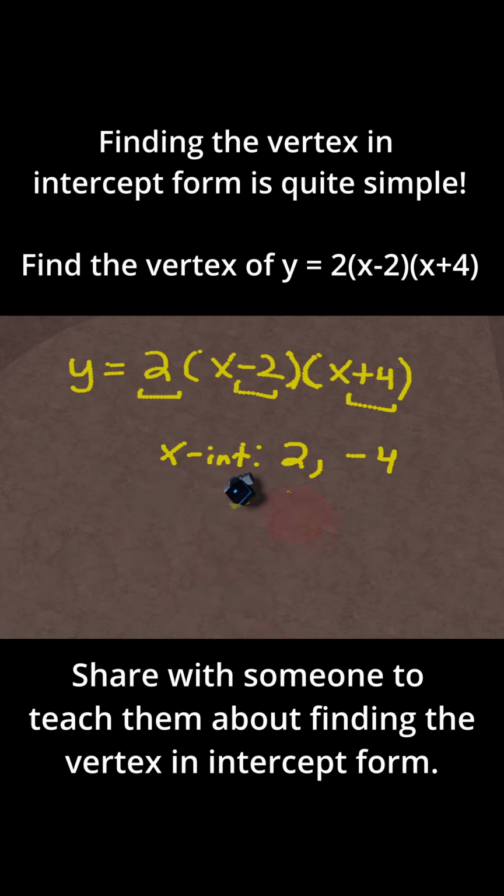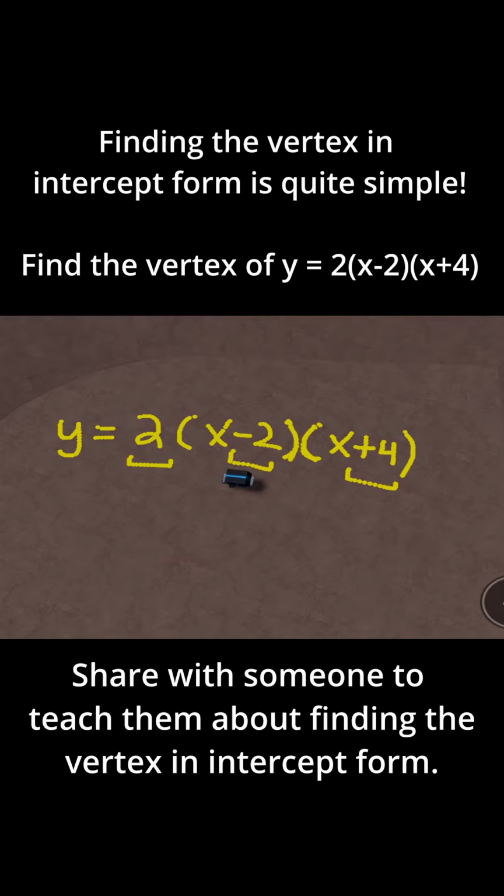How do you find the number that is between two other numbers? To do that, you simply take the average of those numbers. To take an average, just add up those numbers and divide by 2. So (2 plus minus 4) divided by 2, that's just minus 2 over 2, which equals negative 1. So I've just found the x-coordinate of this vertex is just minus 1. And then now you can just plug it back into the equation to get the y-coordinate of this vertex.